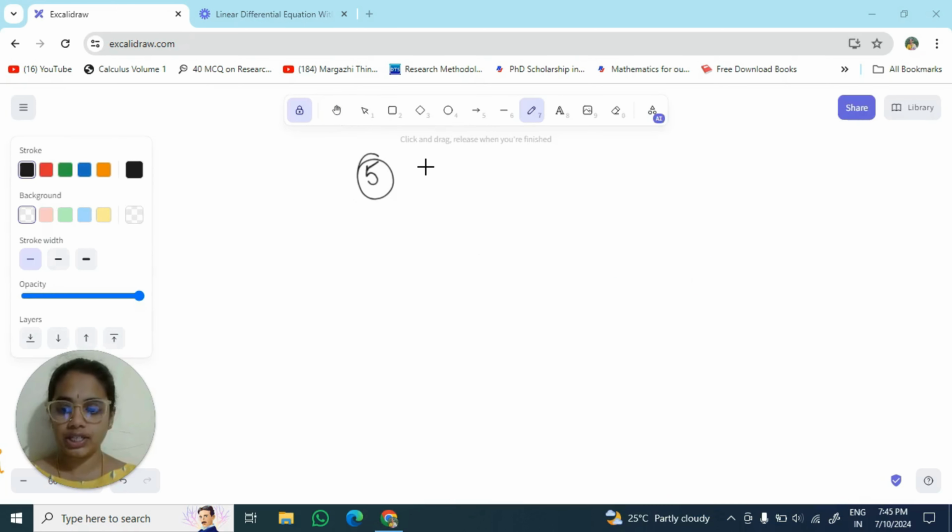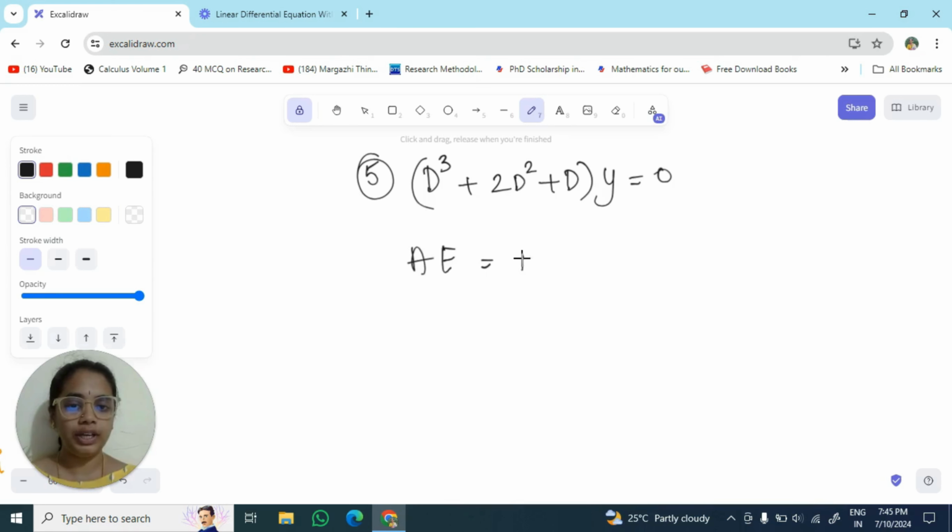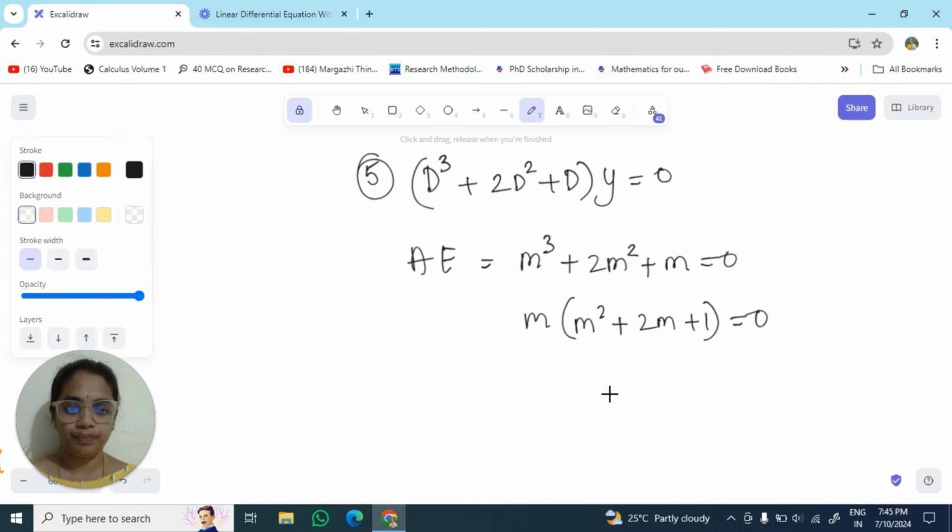Yes, so fifth question says solve d cube plus 2d square plus d whole thing into y is equal to 0. So clearly the auxiliary equation over here would be m cube plus 2m square plus m is equal to 0. If you take out m as common, we would get m square plus 2m plus 1 is equal to 0, right? And m square plus 2m plus 1 looks like m plus 1 the whole square, the a plus b the whole square formula. If you just compare it, we can write it like this.